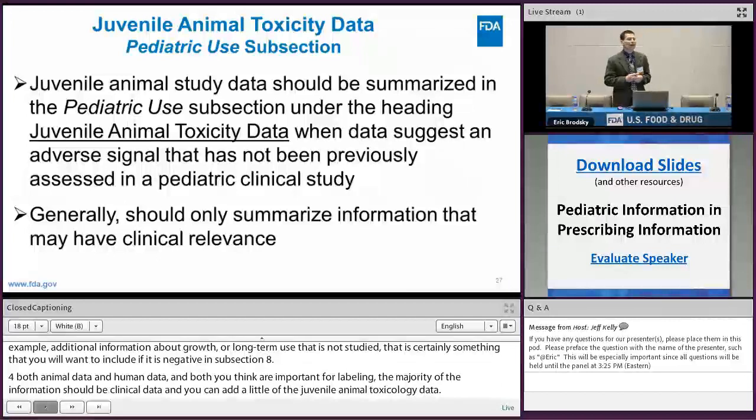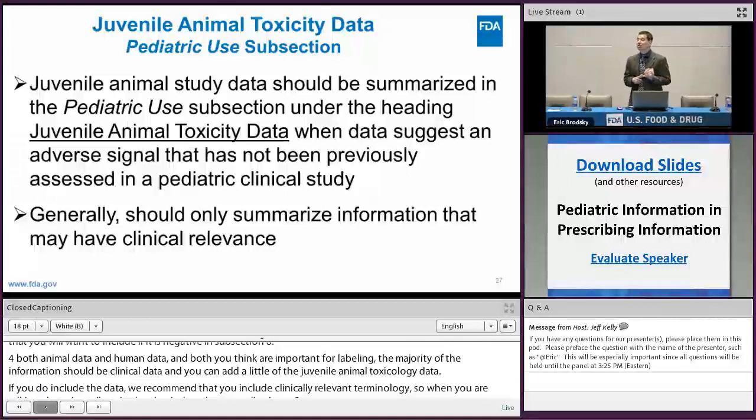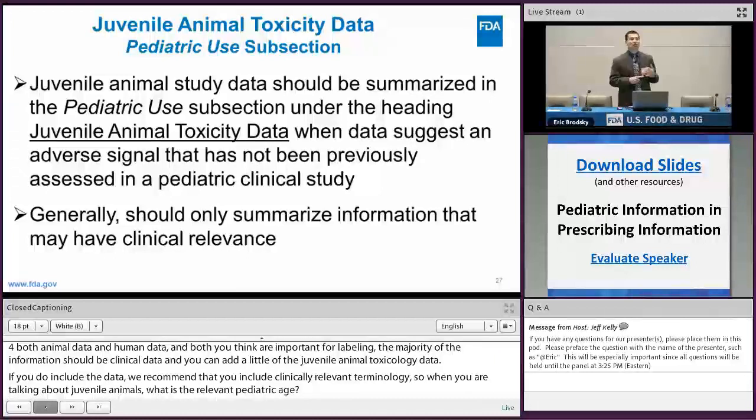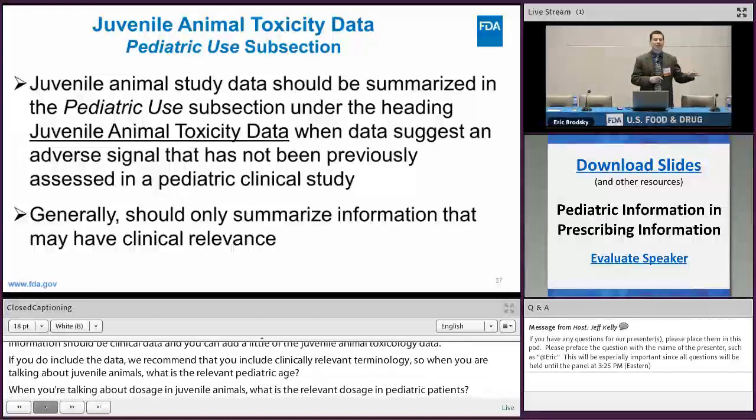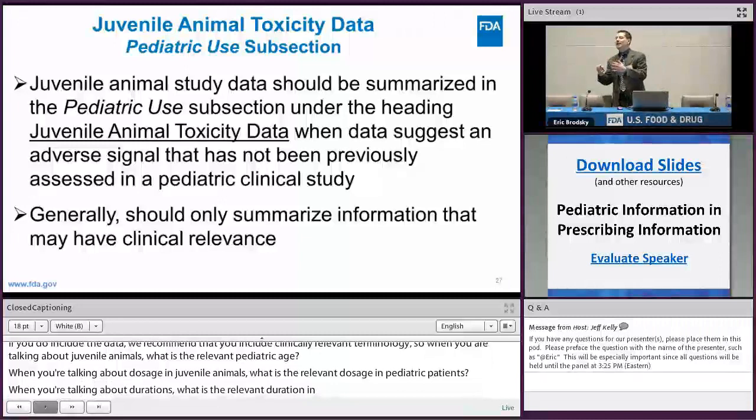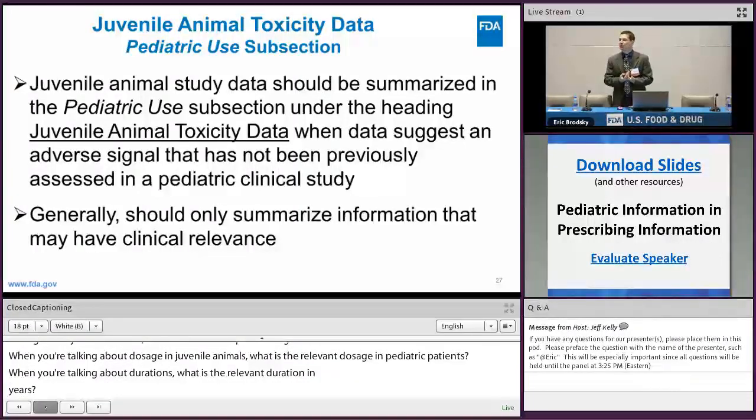If you do include the data, we recommend that you include clinically relevant terminology. So when you're talking about juvenile animals, what is the relevant pediatric age? When you're talking about dosage in juvenile animals, what's the relevant dosage in pediatric patients? If you're talking about durations, what's the relevant duration in humans? Many clinicians may not understand how to interpret animal data, and so you're trying to convert it and make it more understandable to the healthcare practitioner, to the pediatrician.